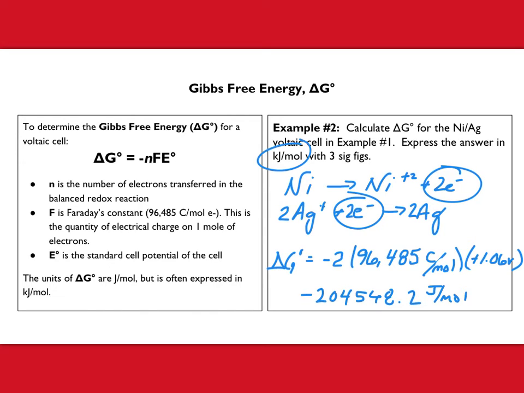If I move the decimal over 3 times and give myself 3 significant digits, notice this 4 is going to round up to a 5. So the answer would be -205 kilojoules per mole. Because this delta G is negative, this reaction is spontaneous.